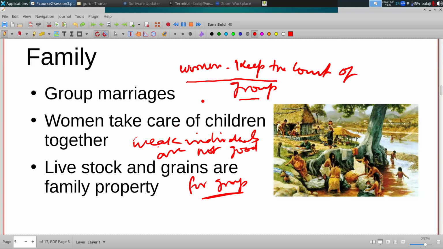But women obviously see that some individuals are better than others. Then they slowly find out that these individuals became weak because of this relationship. So they keep avoiding unwanted relationships.